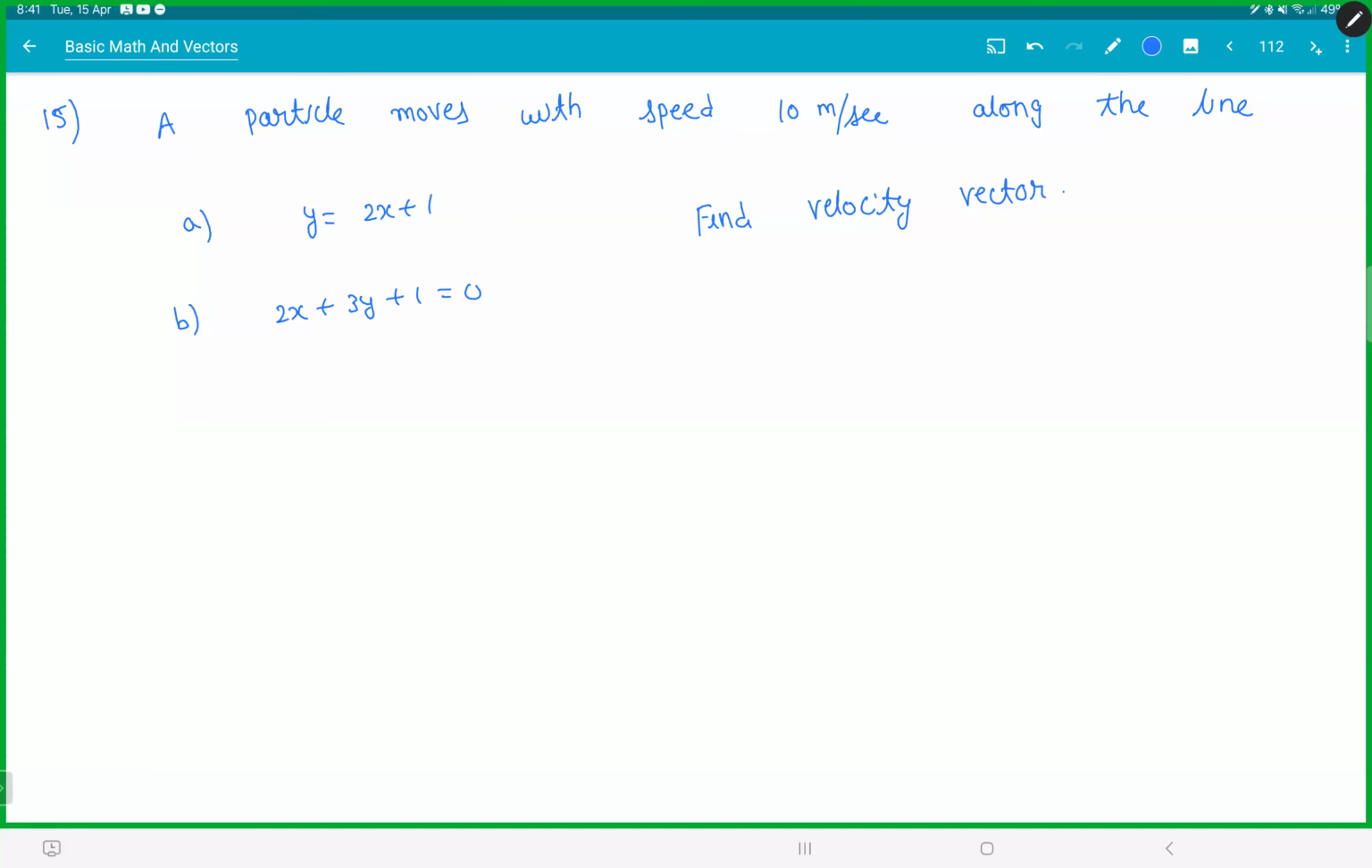How will you do this? If you're going along a line, how do you figure out the direction? Sir, we have to give the answer in terms of I cap and J cap. Yes.